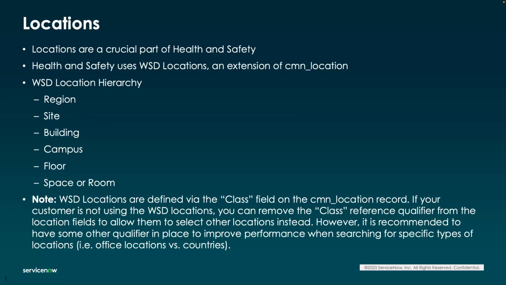And from our product perspective, we use the WSD location hierarchy. The reason being, we want our customers to be very granular with reporting of where these activities are taking place. So you can have it at a high level of a region, maybe AMS, all the way down to a spacer room, maybe like room 2, for example. So that's going to enable a lot more granularity in the reporting from a location standpoint.